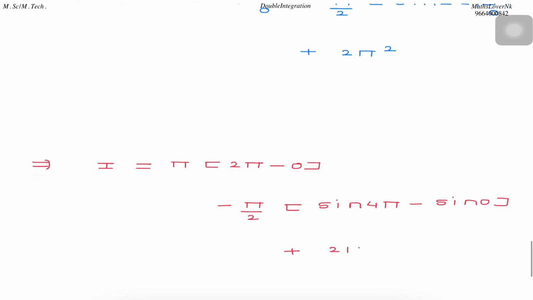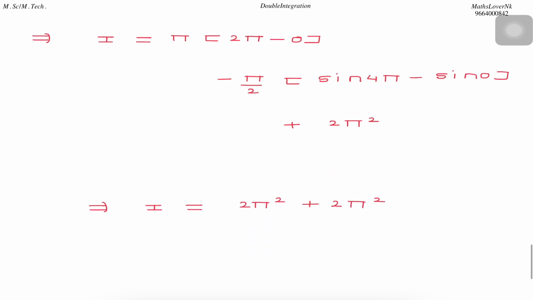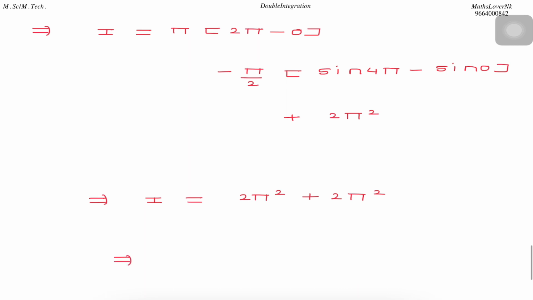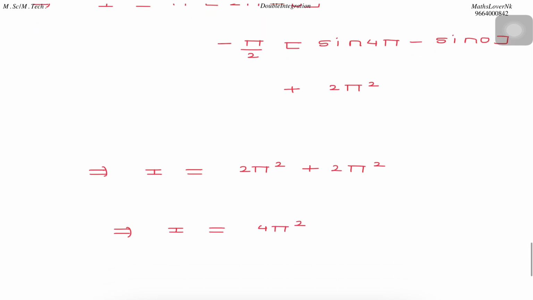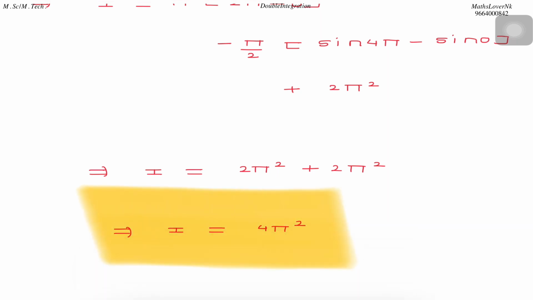Now it becomes I is equal to 2 pi square. The sin 4 pi is 0 and sin 0 is also 0, so 2 pi square plus 2 pi square. So the final solution is I is equal to 4 pi square. In the MSc and MTech books, for the Couette flow, the direct value is given as I is equal to 4 pi square, where we are using the double integral.